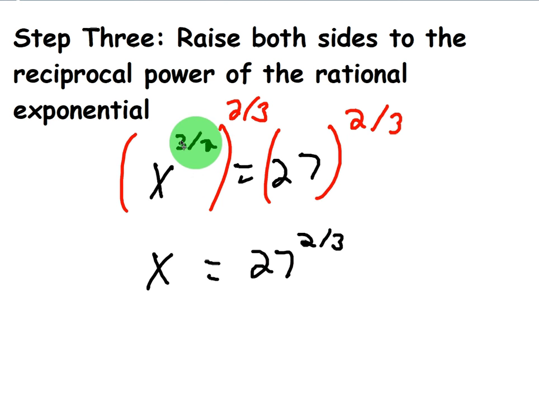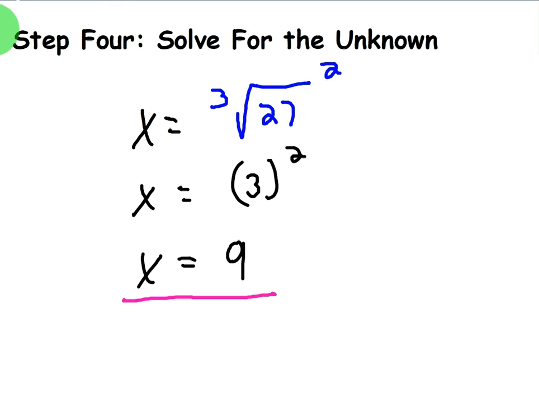So what is that exponent? It's 3 halves. So the reciprocal of that would be 2/3, and we need to raise both sides to the 2/3. That will cancel because 3 halves times 2/3 is 1. What is 27 to the 2/3? Well, we need to convert it to a radical expression. So it's going to be the cube root of 27 squared.